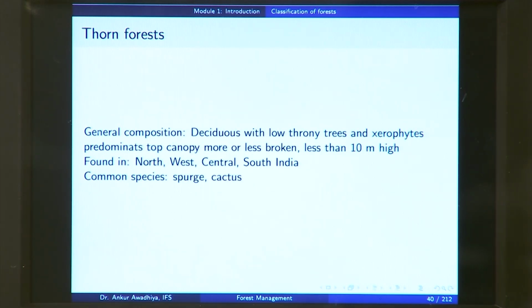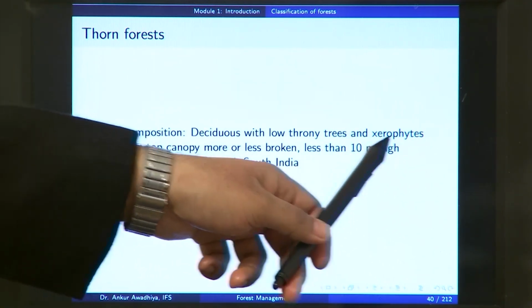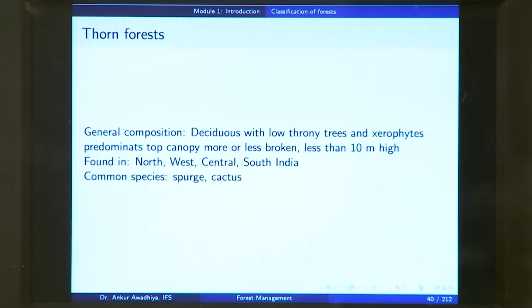Now, thorn forest will be found in extremely dry areas. These are generally deciduous with low thorny trees and xerophytes. Now, xero is dry, phyte is a vegetation. So, this is a vegetation that grows in dry areas.